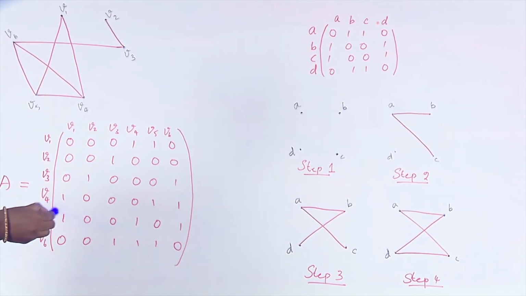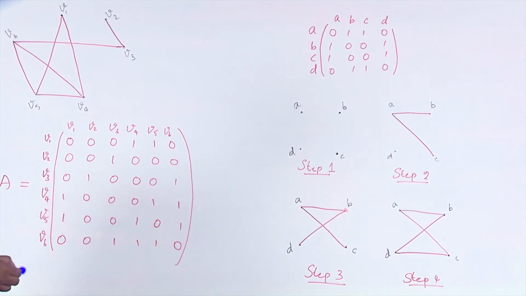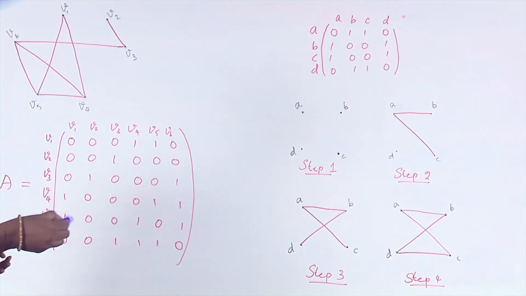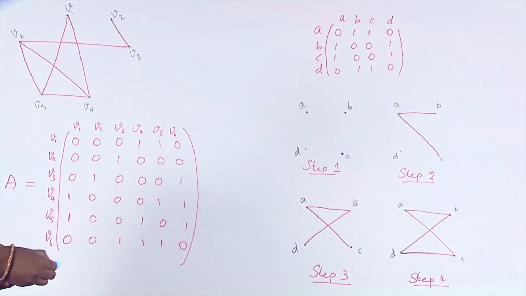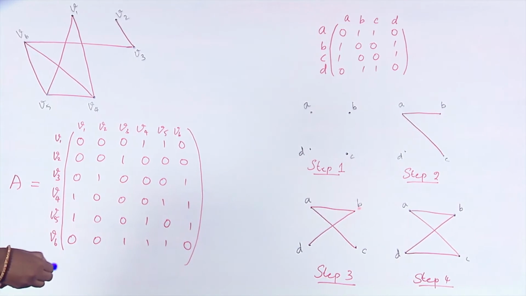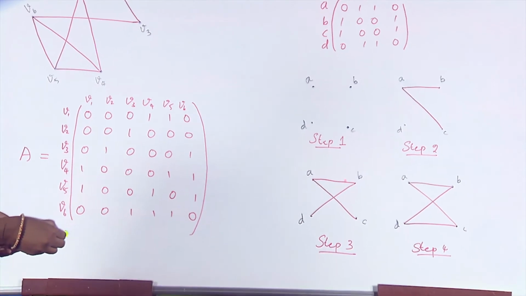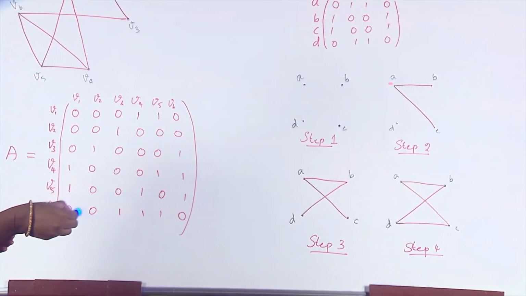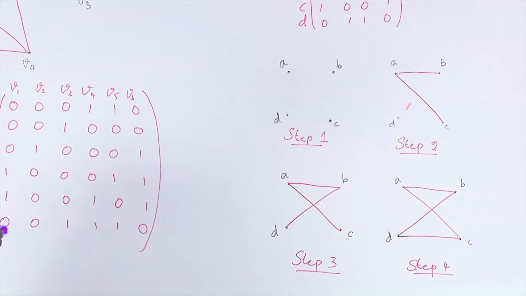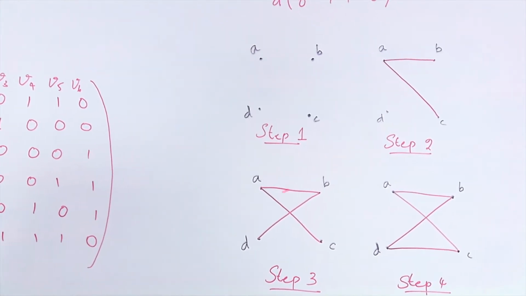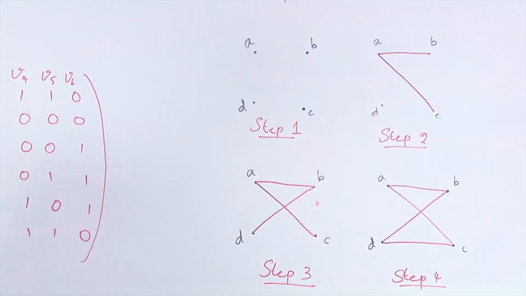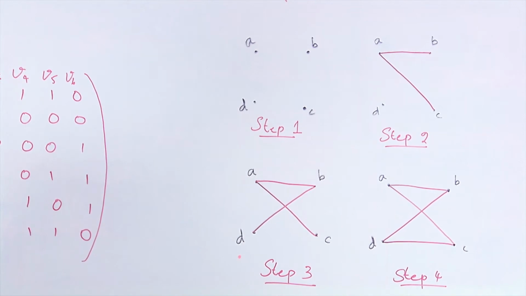And B and C, the entry is 0, which means B and C are not adjacent. I am not going to give any edge, that is any line here. And B and D, the entry is 1. So, B and D are adjacent to each other. So, in step 3, I made B and D adjacent. In step 2, A and B and A and C were made adjacent, so we already made A and B adjacent, no need to write that again. I just made B and D adjacent.